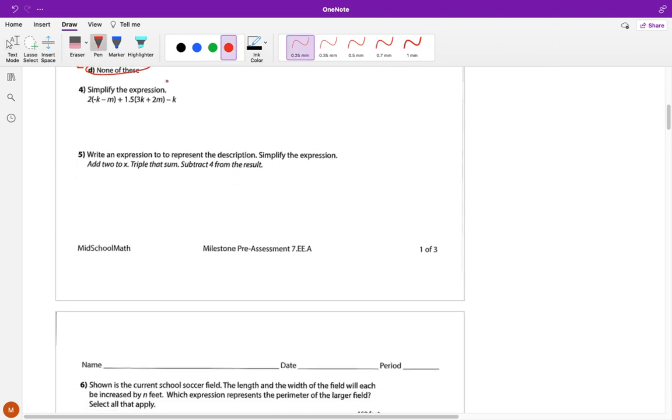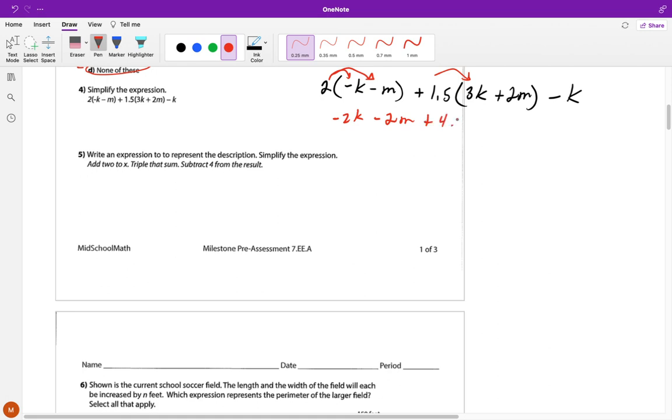All right, here we're asked to simplify the expression. So we have 2 times negative k minus m plus 1.5 times 3k plus 2m minus k. So we can go ahead and just distribute. So it gives us negative 2k minus 2m. And 1.5 times 3 is then going to give us plus 4.5k and plus 3m minus k. And now we look for our like terms.